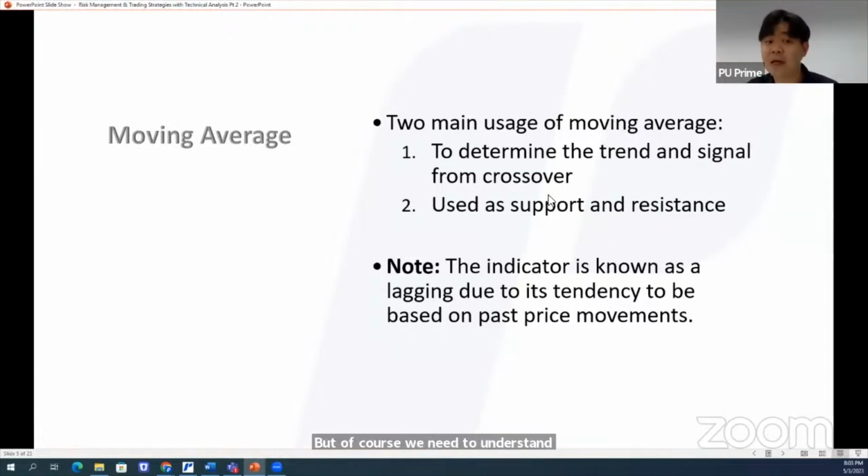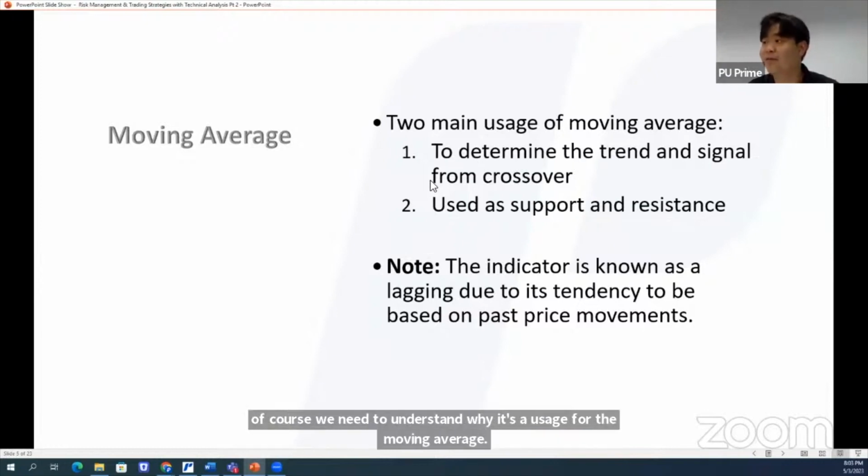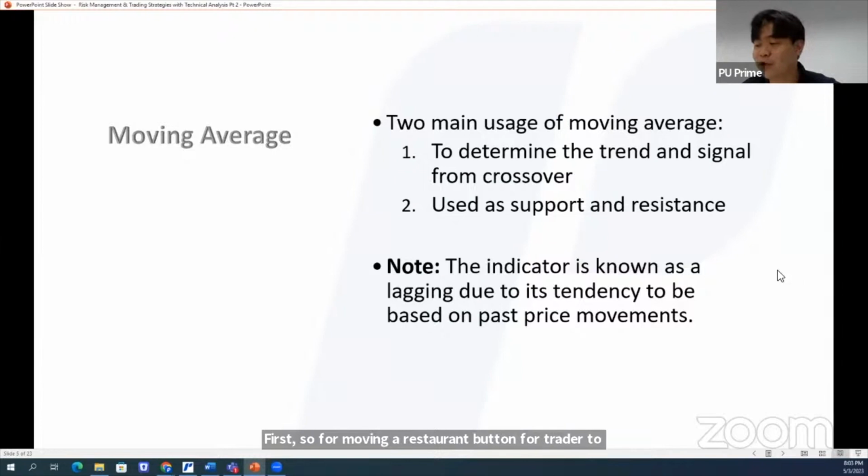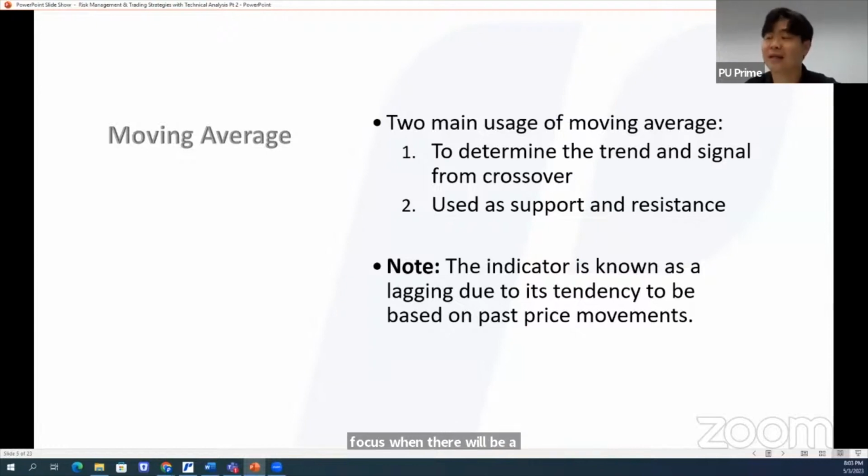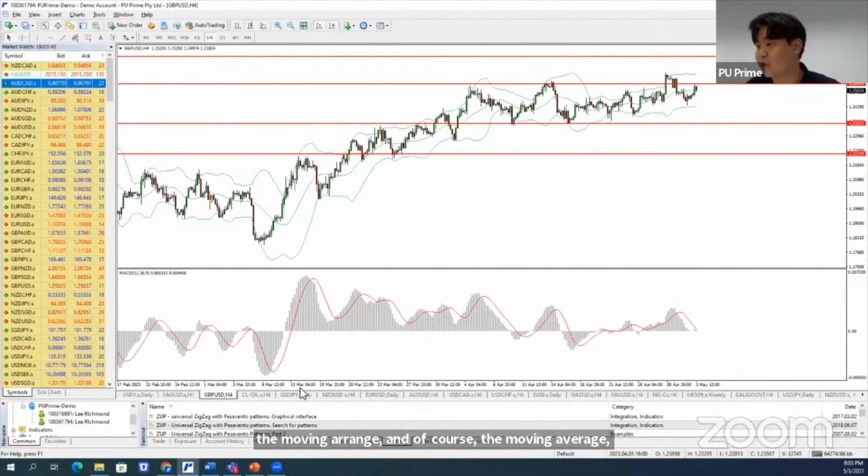But of course, we need to understand the usage of the moving average first. For the moving average, it's very important for traders to determine trend and signals from crossovers. If the overall trend is an upward trend, then you need to forecast when there will be a trend reversal. So you can use the moving average combined with certain candlestick patterns to identify a good trend reversal. So maybe you can profit from those trend reversals by using the moving average. And of course, you can also use the moving average as support and resistance.